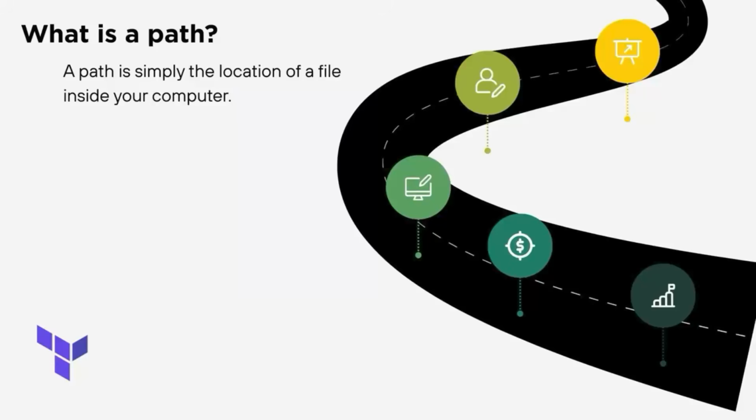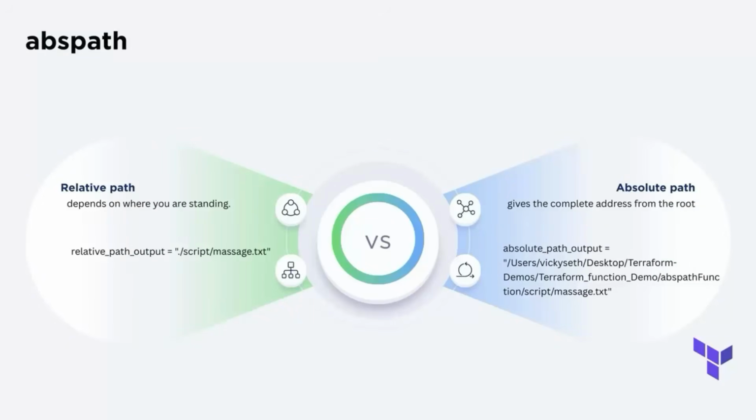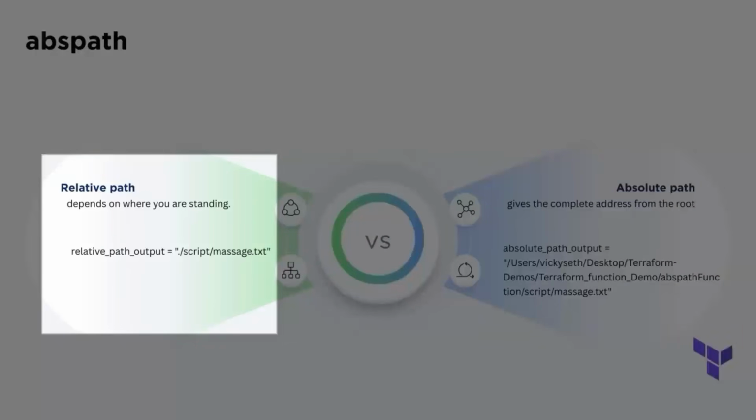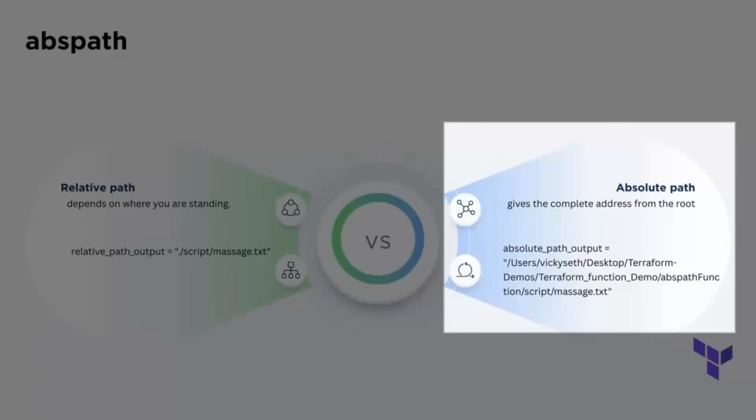First, let's understand one basic concept. What is a path? A path is simply the location of a file inside your computer. Just like your home has an address, every file in your system has an address. Now there are two types of path. One is the relative path and the other one is the absolute path. A relative path depends on where you are standing. Absolute path gives the complete address from the root.